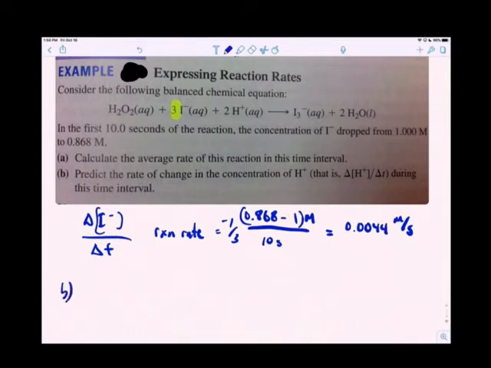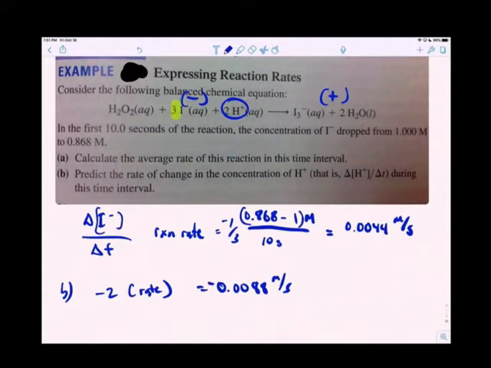So for part B here, there's a 2 there, so it's just going to be minus 2 times the rate. And why is there a minus? Well, the reactants are all negative. The products are all positive. The reactants go away, they're consumed. The products are formed, they're positive. So minus 2 times the rate, this is 0.0088 molars per second. Oh, and it's a minus, sorry, I forgot the minus.